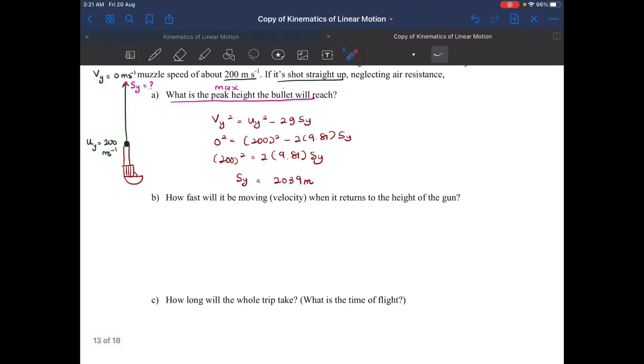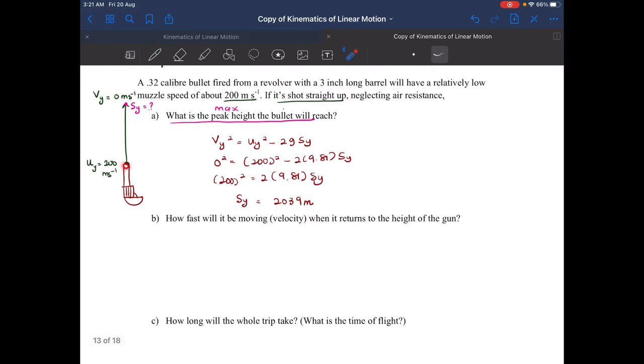And then the second question: how fast will it be moving when it returns to the height of the gun? It means the question wants the velocity. What is the meaning of this statement? The bullet goes up, and then it returns to the height of the gun here. So now the question wants the velocity at this point.